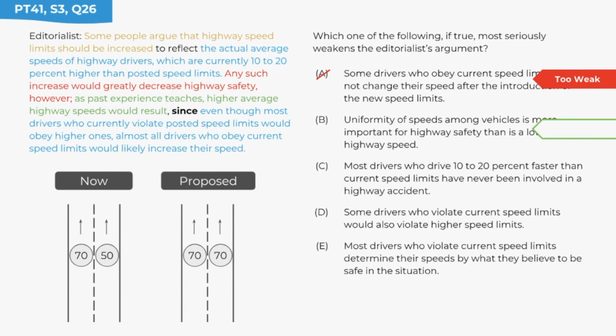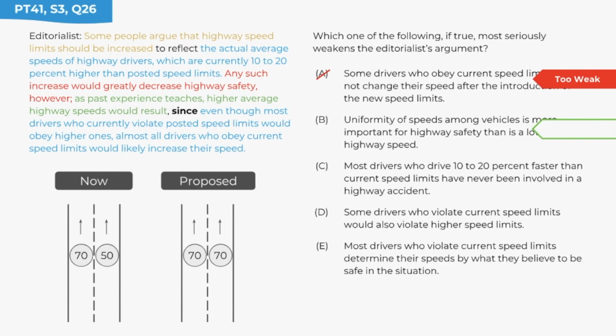Answer choice C says, most drivers who drive 10 to 20% faster than current speed limits have never been involved in a highway accident. I mean, just because it would be more dangerous doesn't necessarily mean that we need to have most drivers who are speeding to be involved in accidents. It could be the case that most drivers who drive 10 to 20% faster have never been involved in an accident, and that's perfectly fine. We're just talking about an increase or a decrease in safety, and a decrease in safety doesn't require most drivers to have been involved in accidents or most drivers to have not been involved in accidents.